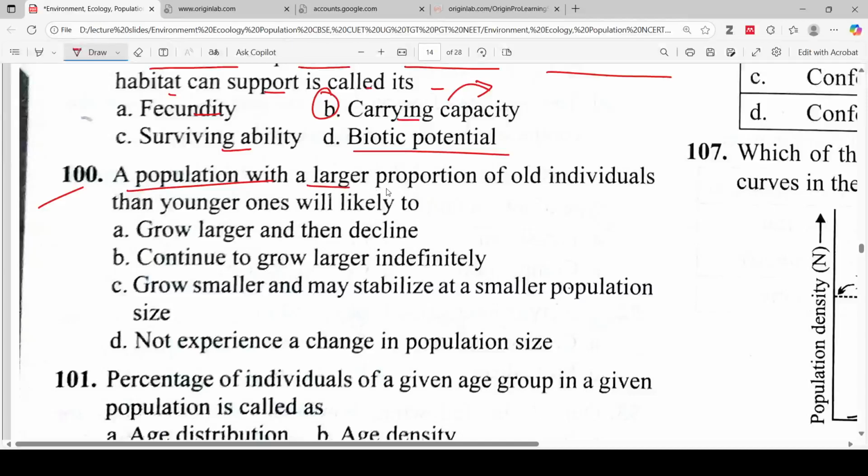The population with a larger proportion of old individuals than younger ones will likely grow larger and then decline, continue to grow larger indefinitely, grow smaller and may stabilize at a smaller population size, or not experience a change in the population size. So the correct answer for this question will be option C, grow smaller and may stabilize at a smaller population. Next question.